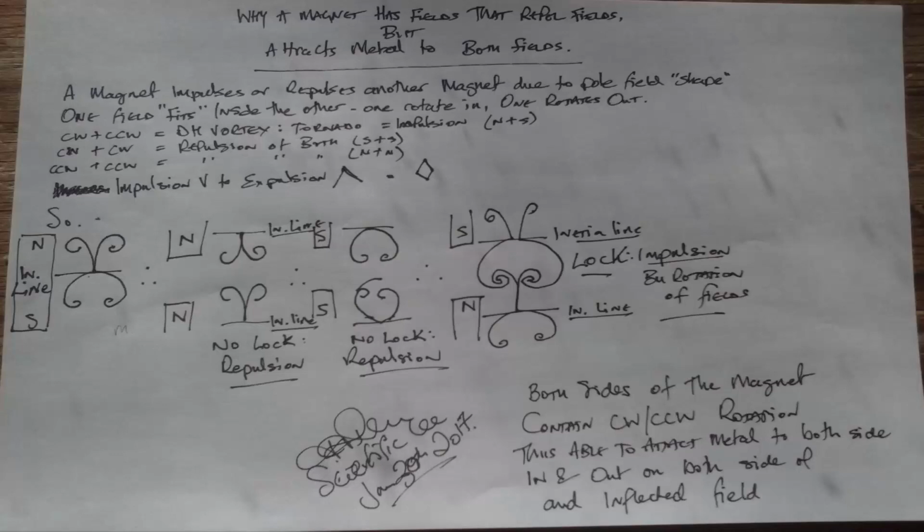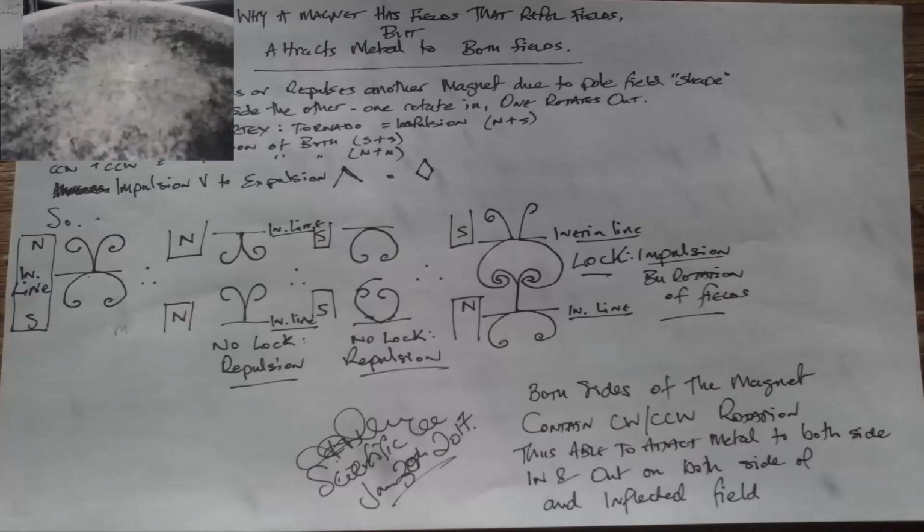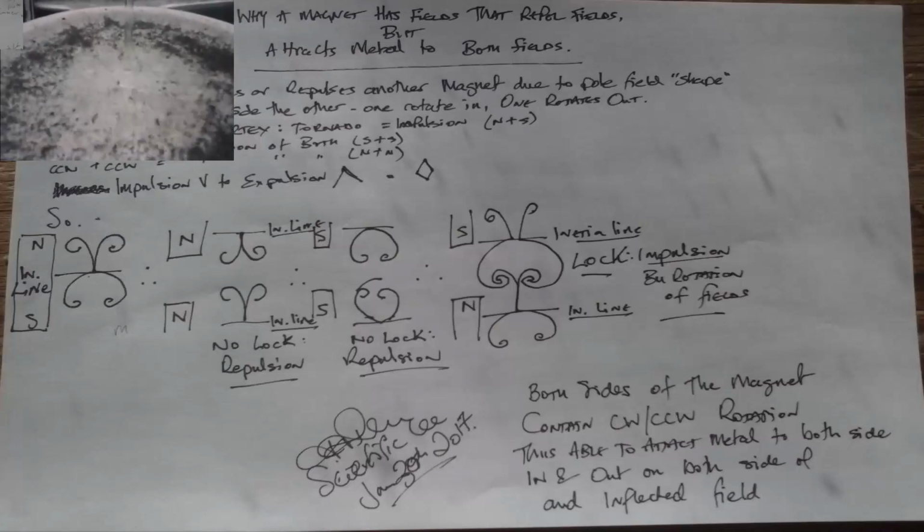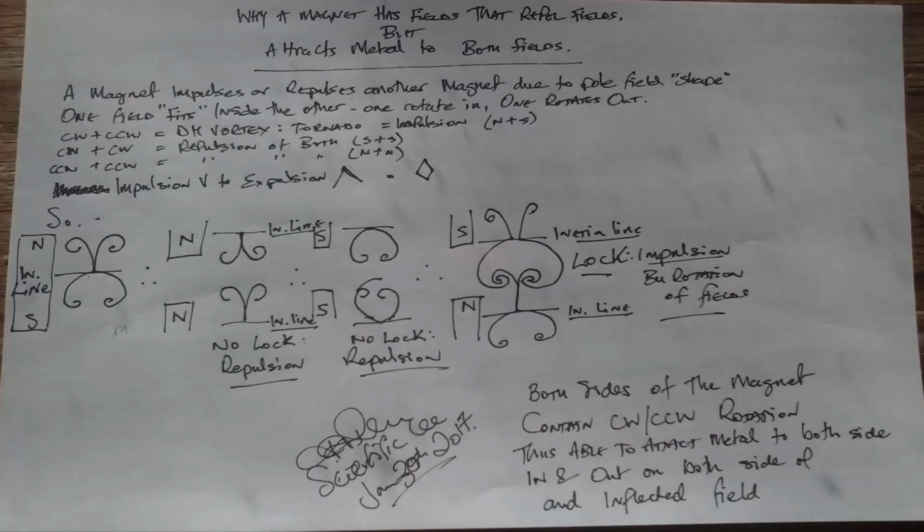But both sides of the magnet contain clockwise and counterclockwise rotation. Thus, they are able to attract metal to both sides, in and out, both sides of the inflected field, because there's in and out on both sides of the field, which I've already shown just previously, that there is counterclockwise and clockwise rotation of both fields. But there's a shape, and that's the shape. So I have easily shown why a north and a south lock together and why north and south do not lock together. But because there is two rotations, it pulls in metal at both sides.